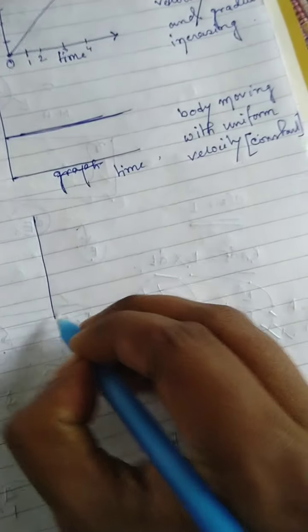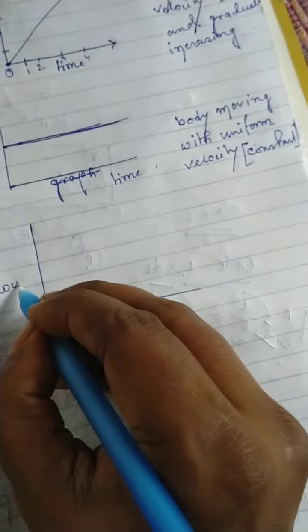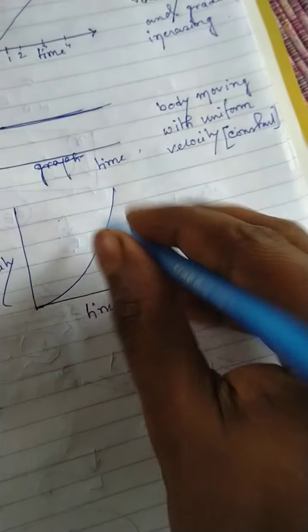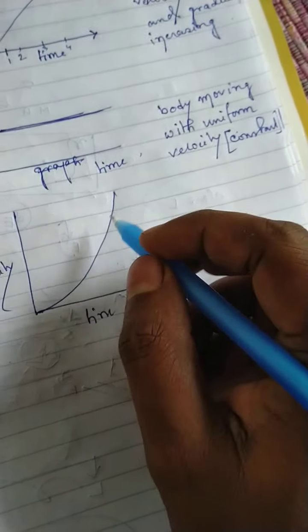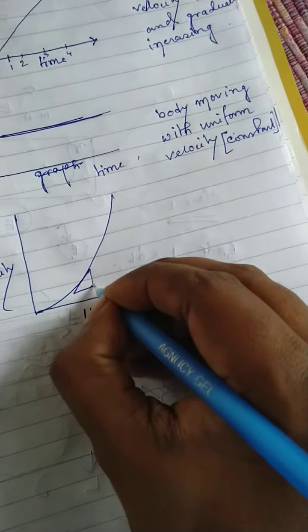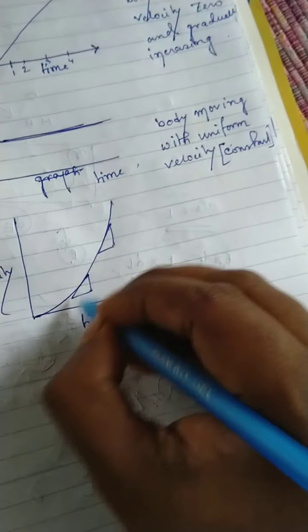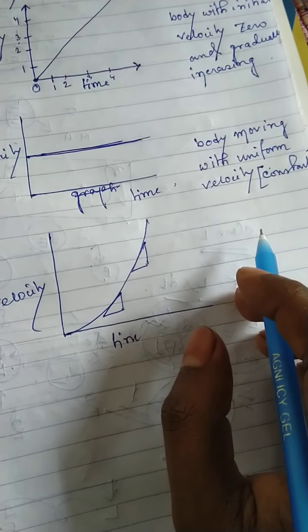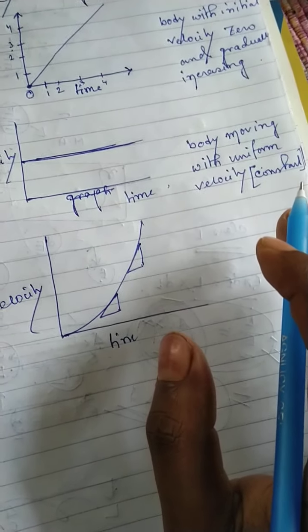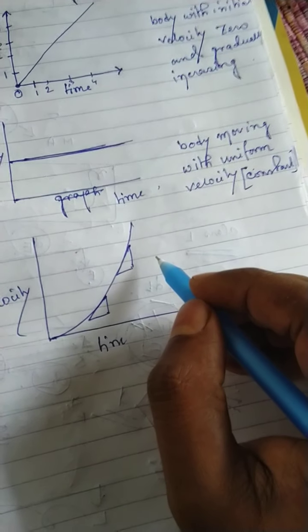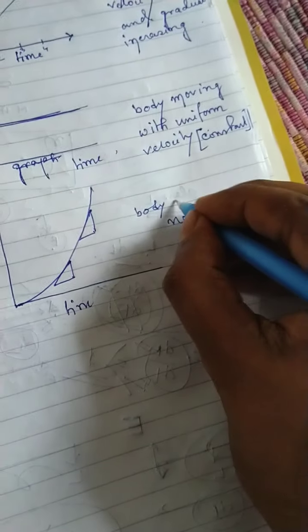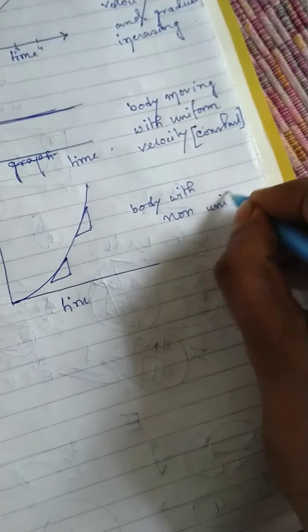But if the nature of the graph of a velocity time is like that, it is a curved one, then at every moment the nature of the graph changes, the slope of the graph changes. In this case this is the slope, in this case this is the slope. So at every moment the slope changes, that means the velocity is changing non-uniformly. The change in velocity is non-uniform, that means there is an acceleration but with non-uniform acceleration. So this is a body with non-uniform acceleration.